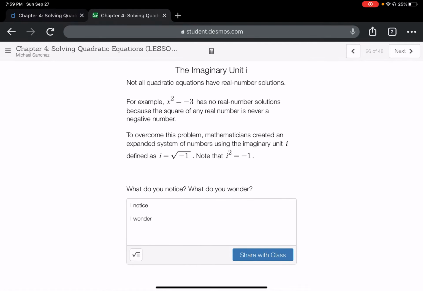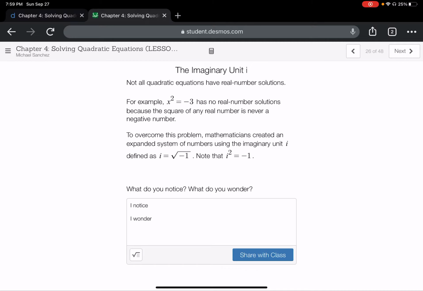So, the imaginary unit i. As we know, not all quadratic equations have real number solutions. In the previous sections, we've been solving equations, and if we have something that has no solution, we write no real solutions. For example, an equation like x squared equals -3 will have no real solutions. If I try to solve this by taking the square root of both sides, I would get x equals the square root of -3. And as far as we know, there is no such thing as the square root of a negative number, so we can't do that.